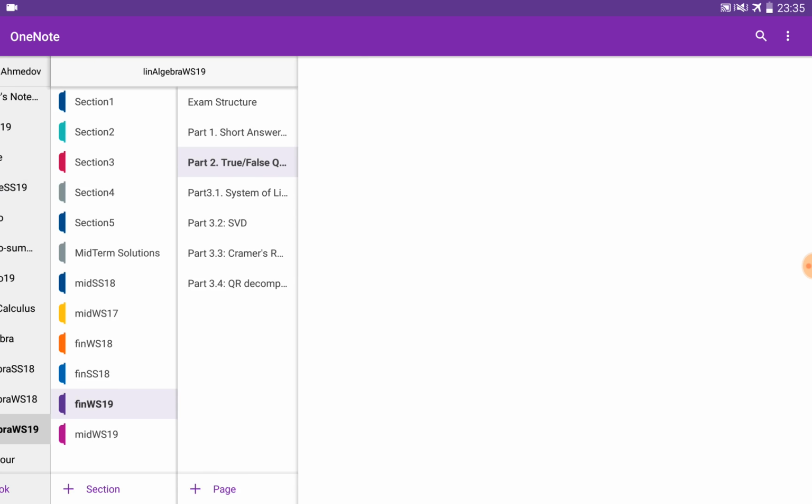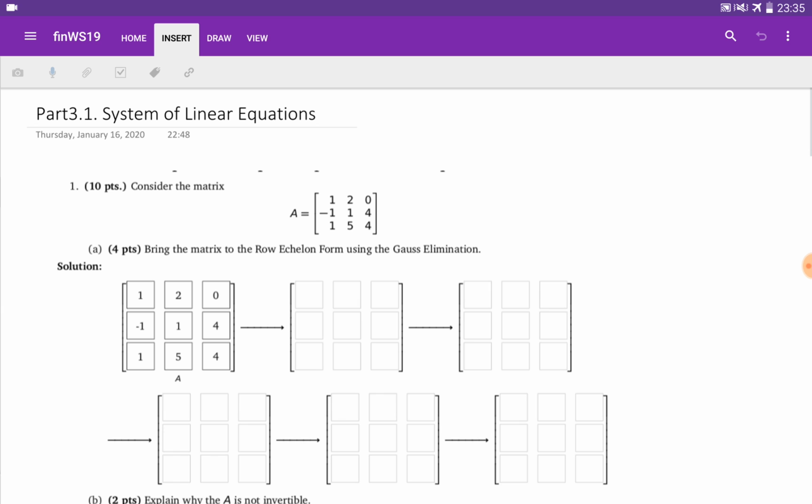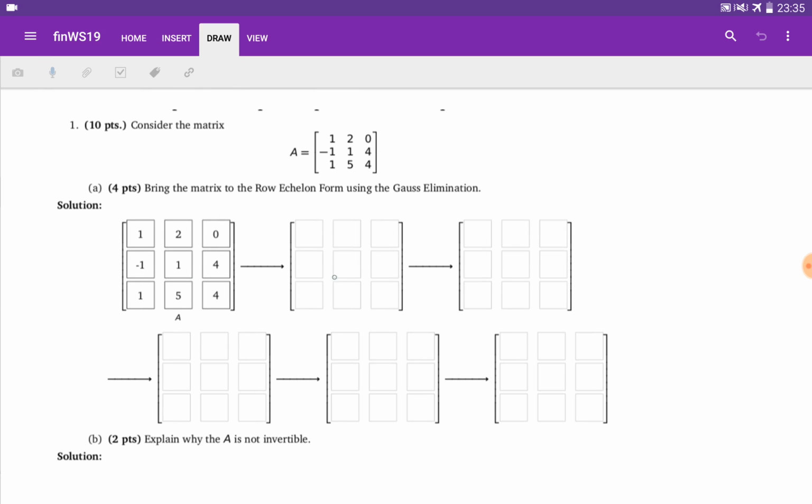So now let's go through the problems from the second part. We need to bring this matrix to the row echelon form. In order to do this, we are going to add the first row to the second. Please note that the first row is going to be the same. The second row is going to be 0, 3, 4.